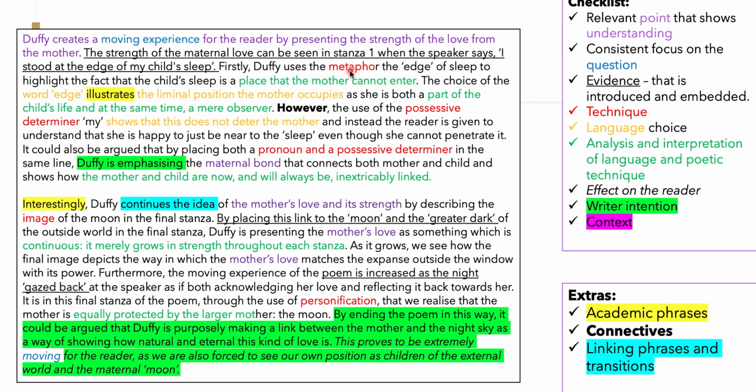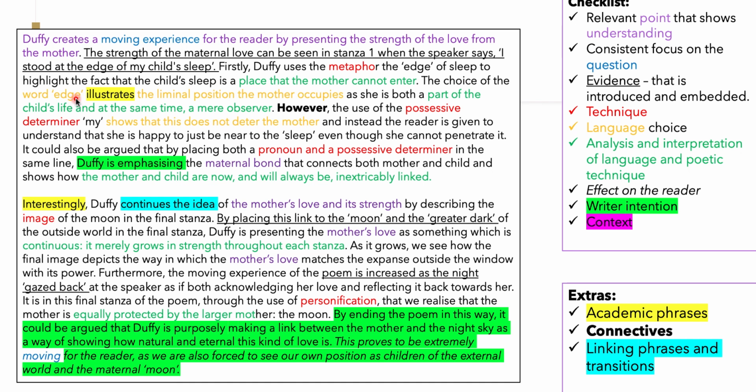Firstly, Duffy uses the metaphor, so I'm naming the technique here, the edge of sleep, to highlight the fact that the child's sleep is a place that the mother cannot enter. So I'm explaining it here and I'm making an interpretation of the particular technique. The choice of the word edge, so I think, okay, well, I can take this further and I can think about why that particular word was chosen.